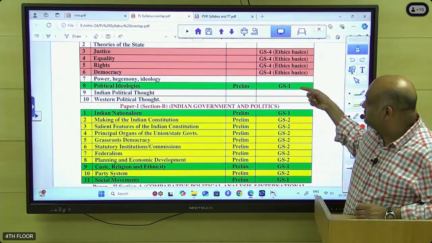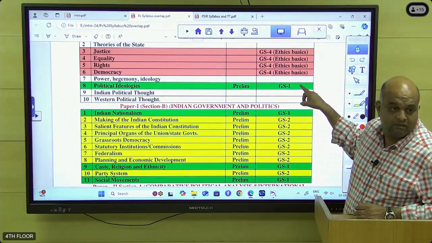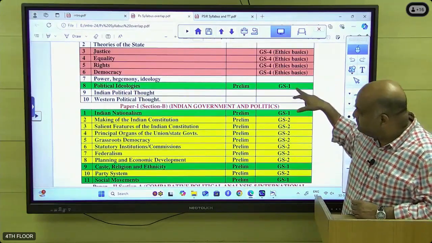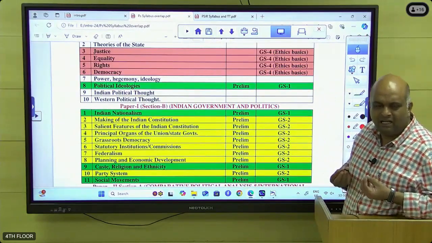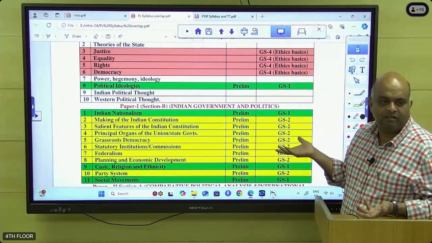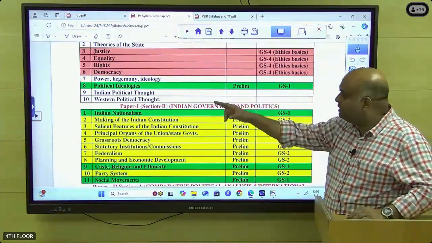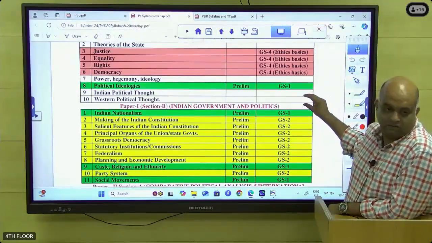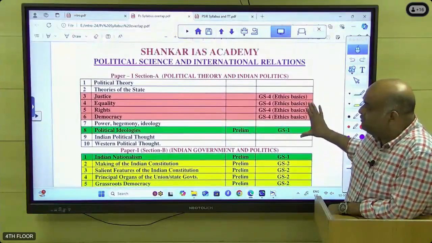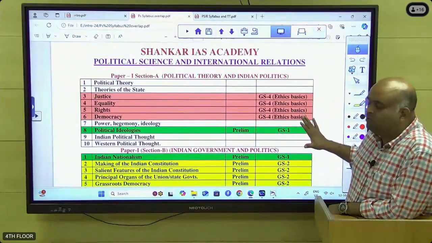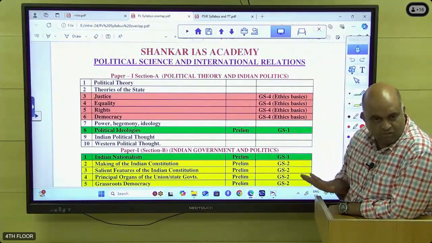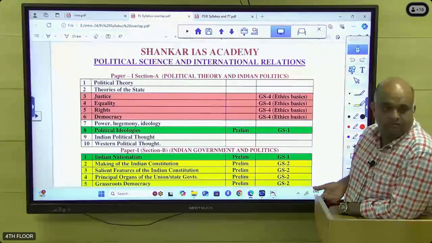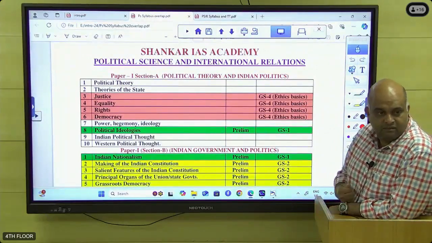And then political ideologies. This is common with your GS1 subject. In GS1, you have all these ideologies in your syllabus. Same thing is there. But in GS, lightly they will ask, here intensively we have to prepare. If you are good with this, that particular GS1 chapter is covered. And then 9 and 10 is completely political science only. So out of the 10 chapters in paper 1 section A, 5 chapters you will be reading for political science sake alone. Remaining 5 chapters will help you in the GS paper indirectly. Indirectly means, but we can take an edge.